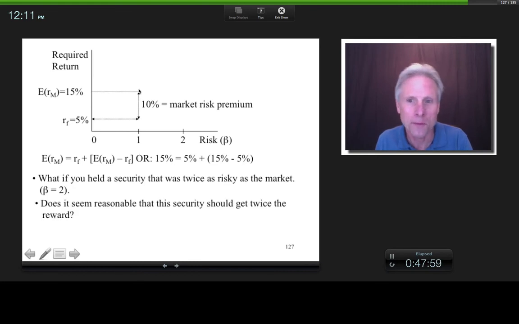Well, presumably, it would be reasonable. So if we had something with a beta of 2, then on this equation right here, for example, where would I put the 2 if I'm going to get twice this reward, this 15 minus 5? I'd put it right here, right? And therefore on this equation, where would I put the beta? Put it right there, right?